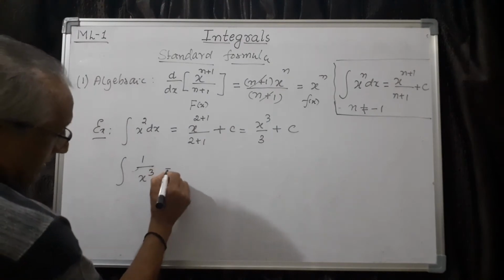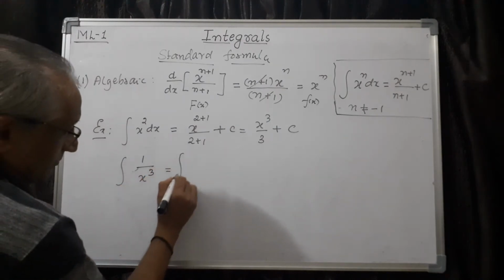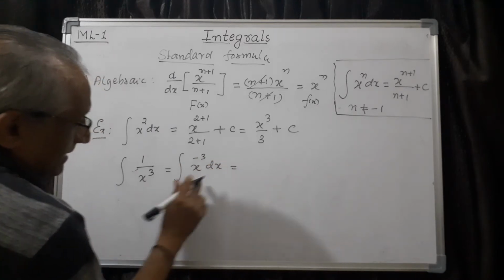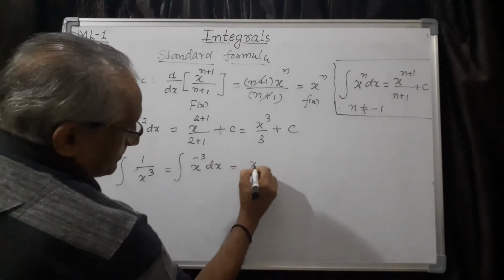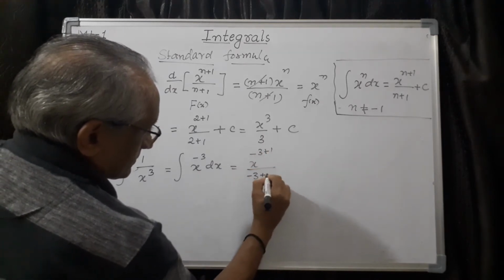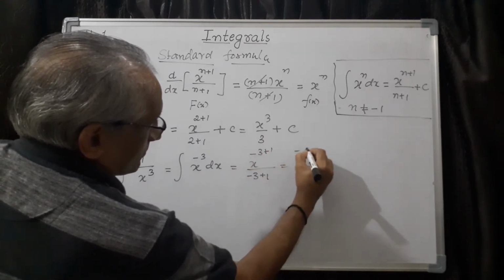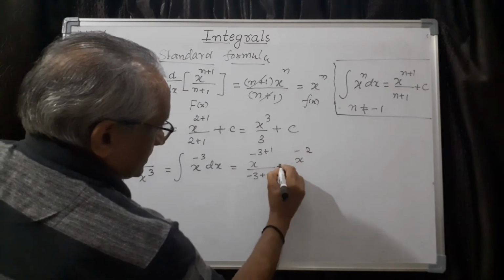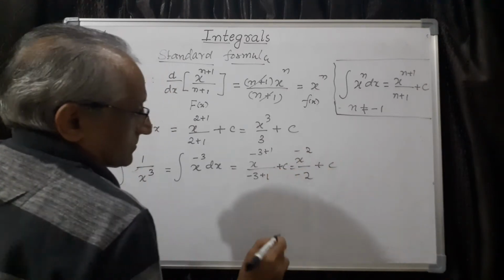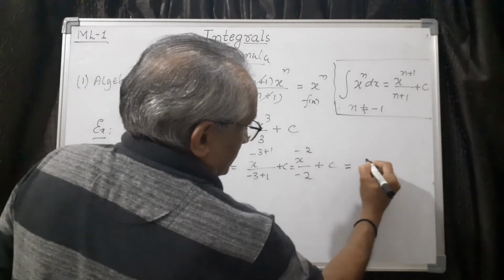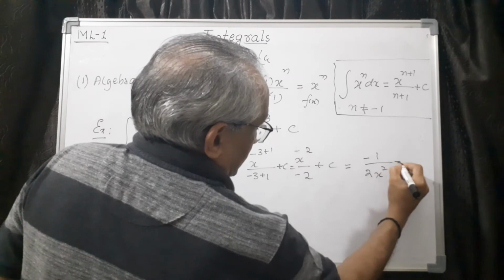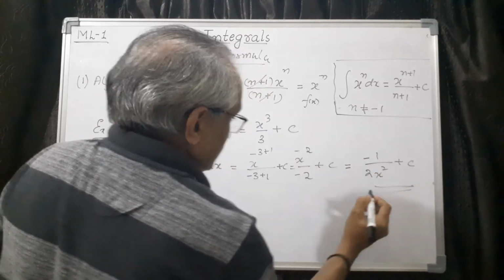So this we can write. Of course, first you have to write it in the exponential form, x power minus 3 dx. Then apply the formula: x power minus 3 plus 1 by minus 3 plus 1. This is x power minus 2, of course plus c you have to write. So this is x power minus 2 by minus 2 plus c. So the final answer, you can also write, is minus 1 by 2x square plus c. So this is the answer.